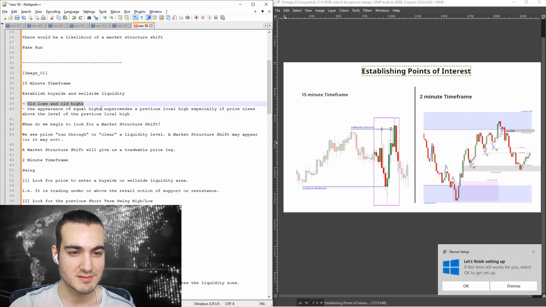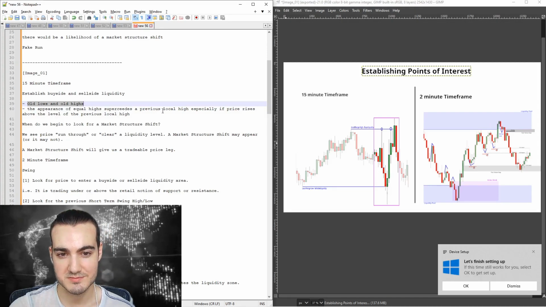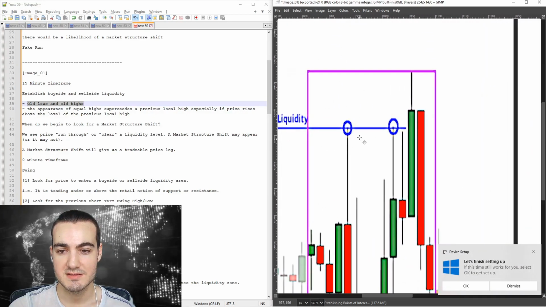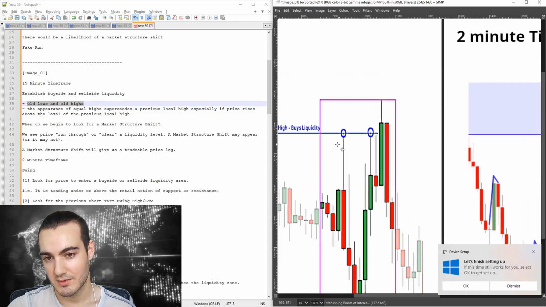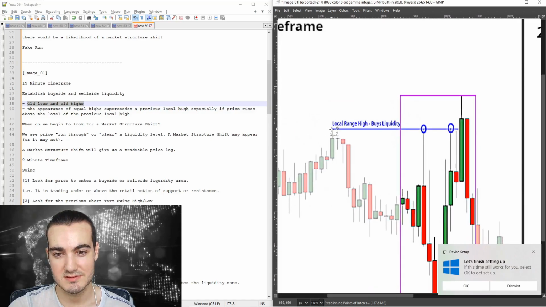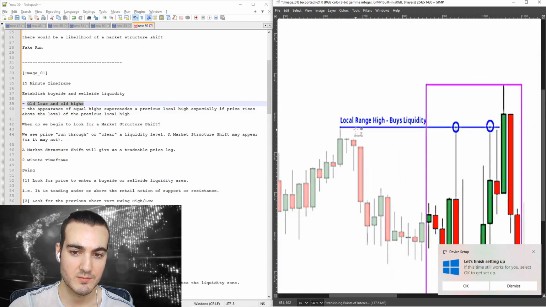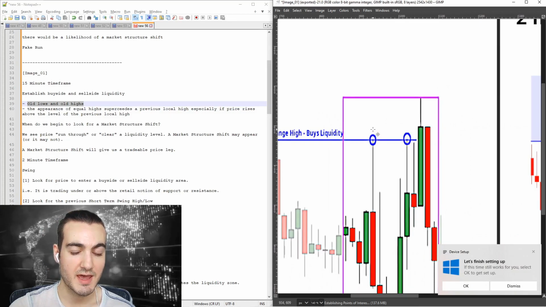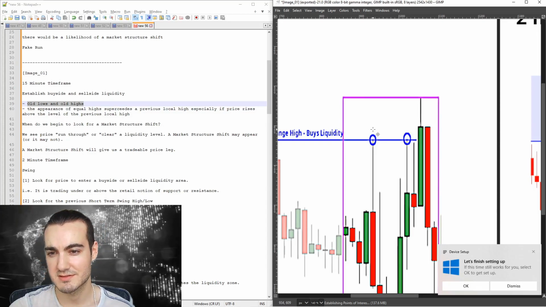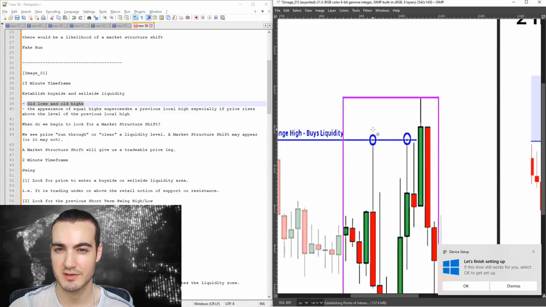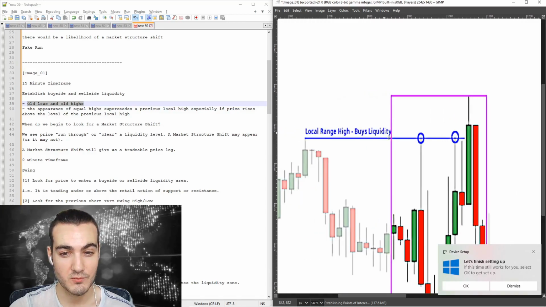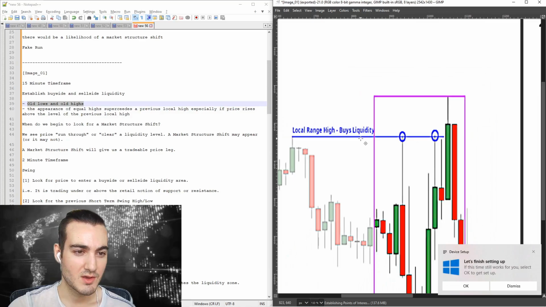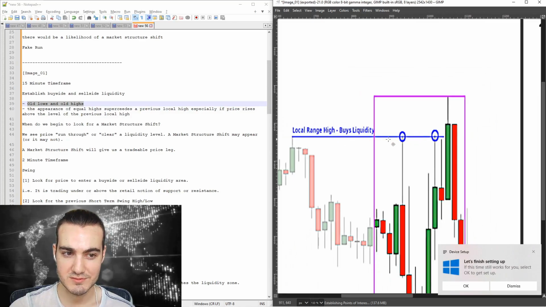The appearance of equal highs supersedes a previous local high, especially if price rises above the level of the previous local high. What I mean by that is, you see we have these 2 points here, at the same level as this local range high with this blue line. If these 2 points were above the local range high, we would use that as the level of interest we are looking to breach before establishing a market structure shift. But we don't really have to worry about that because all of these happen at the same level. So in fact, it's more reinforcement that this is the level we're looking to breach.